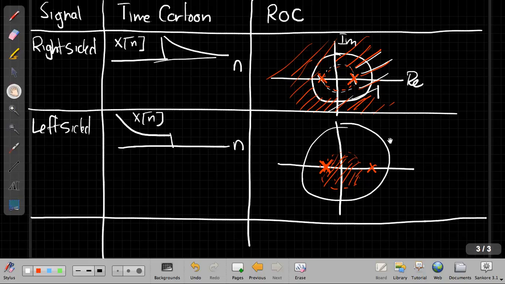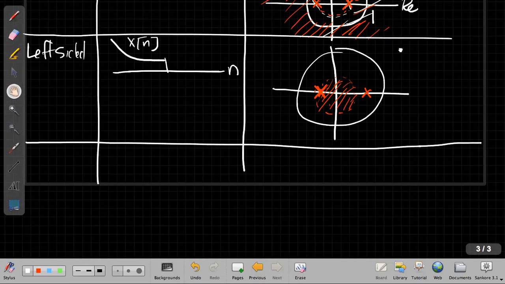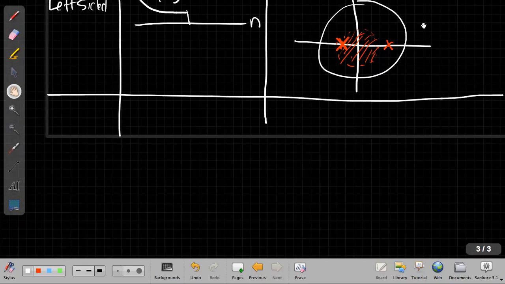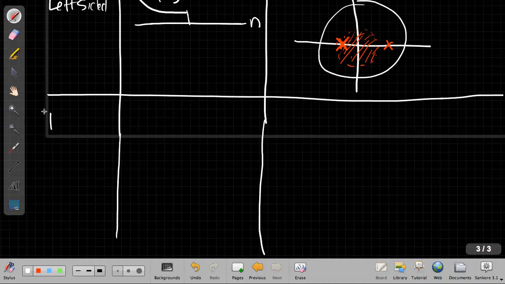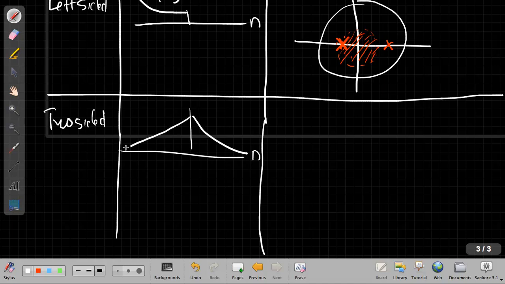The main point is that, again, the ROC is inside, for left-sided sequences, inside the smallest pole. So if we keep building our table as we go up here, the other possibility is that the sequence can actually be two-sided. So imagine I had a signal that, again, this is my n-axis, and it's dying off in both directions. Maybe not even with the same decay constant. But it's not zero anywhere. It goes in both directions forever, maybe dying off.